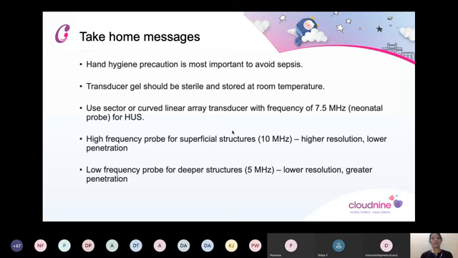Remember that a 7.5 megahertz probe is most useful for all the images that you want to get, to look at the superficial structures and the deeper structures also. But remember that a higher frequency probe is useful to look at superficial structures because the higher the resolution, the lower the penetration. And with a lower frequency probe, you will be able to see the deeper structures better because there is greater penetration, although the resolution is lower.